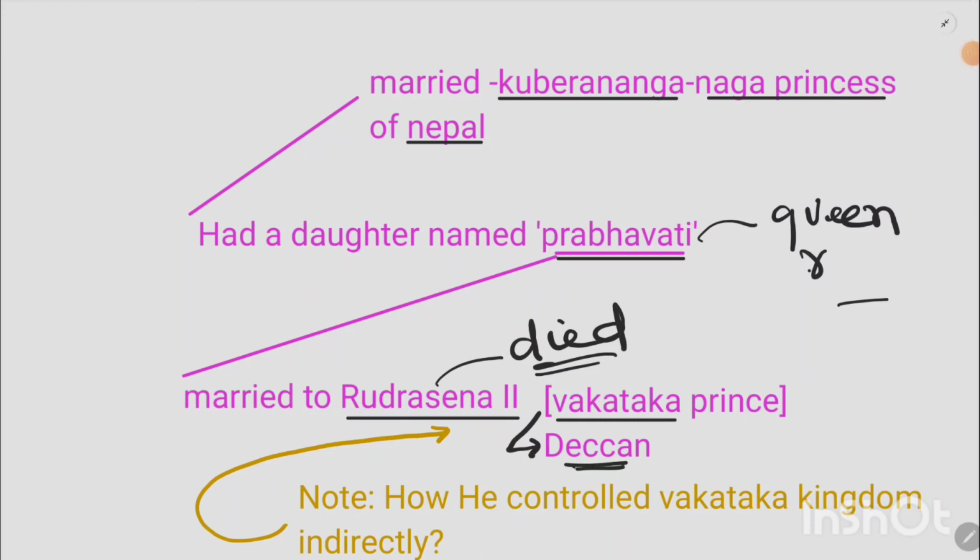So I was telling you about this Prabhavati. After Rudra Sen II died, Prabhavati was made queen regent. Then this queen regent, Prabhavati, actually controlled the Vakataka kingdom with the help of her father Chandragupta II. Okay, so this is the episode. This was a very wise strategy, right? This is how he indirectly controlled the Vakataka kingdom.